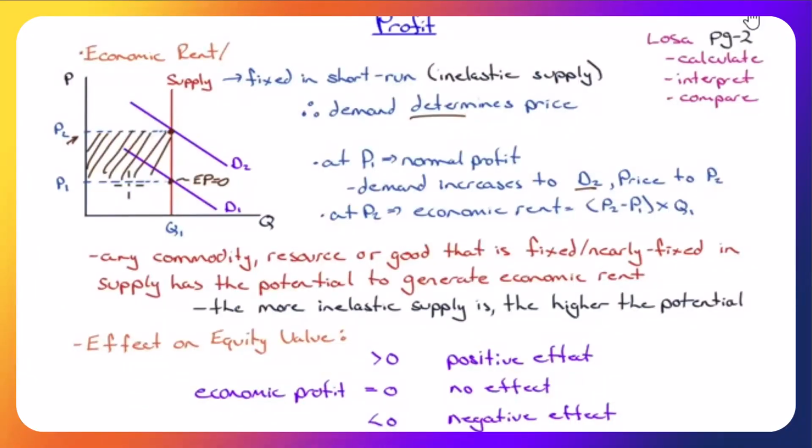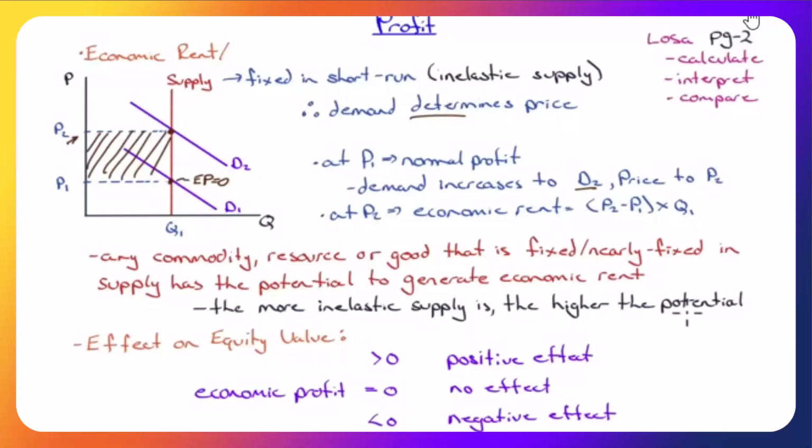Now, if it was something that the firm worked for, that allowed it to generate economic profit greater than zero, that we refer to as abnormal profit. This we simply refer to as economic rent. Any commodity, resource, or good that is fixed or nearly fixed in supply has the potential to generate economic rent. The more inelastic supply is, the higher the potential.